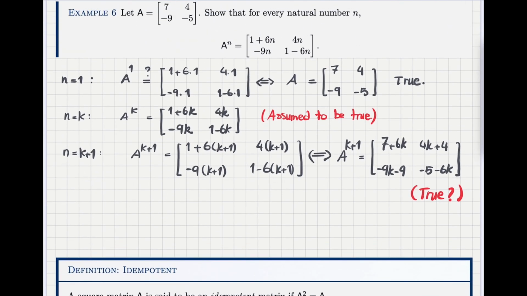Yes, we go from A to the power of k plus 1. We know that A to the power of k plus 1 is, by definition, A times A to the power k. But A is given from the beginning: 7, 4, minus 9, and minus 5. A to the power of k, by the hypothesis of induction, is assumed to be this matrix. So I just write it there.